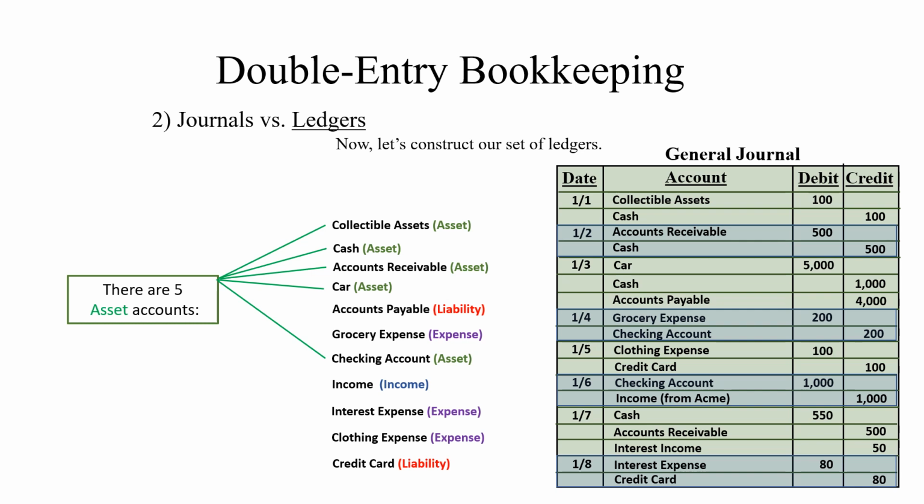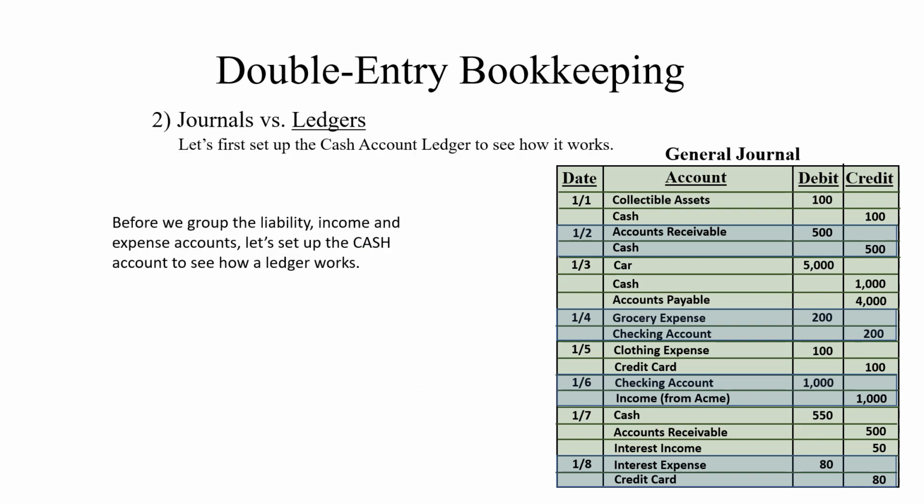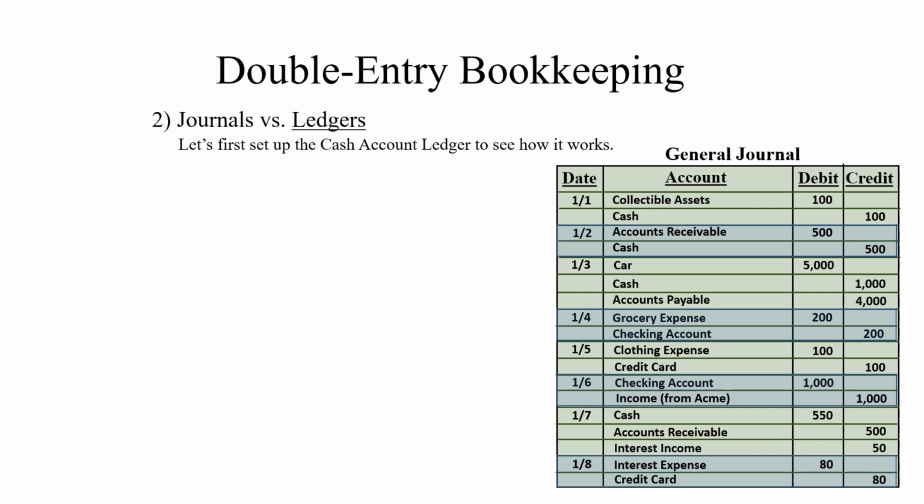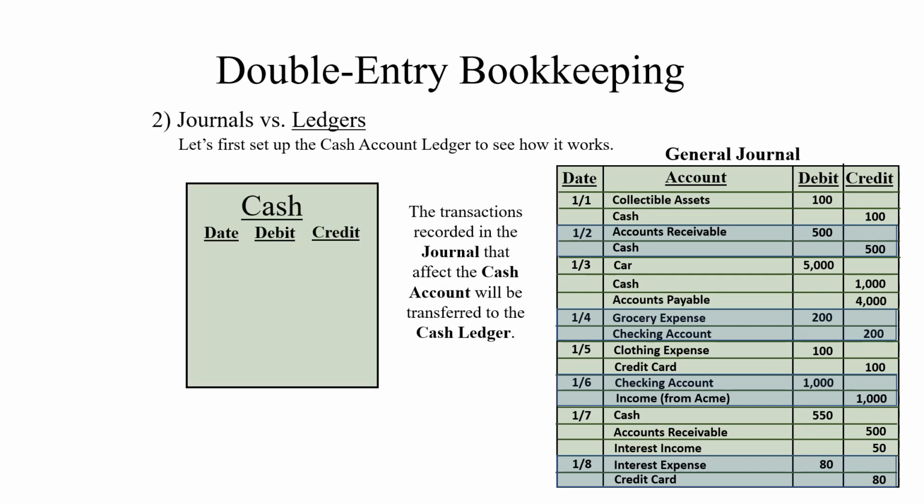There are 5 asset accounts: collectible assets, cash, accounts receivable, the car, and your checking account. Before we group the liability, income, and expense accounts, let's set up the cash account to see how a ledger works. We'll use the cash account as the example because it has the most entries. The transactions recorded in the journal that affect the cash account will be transferred to the cash ledger.